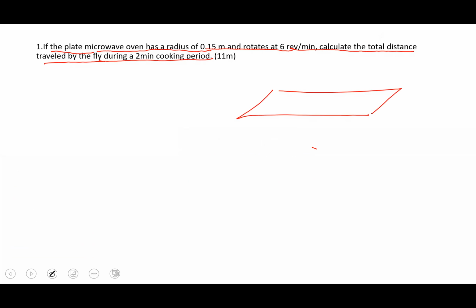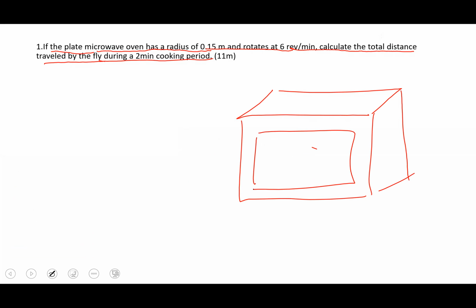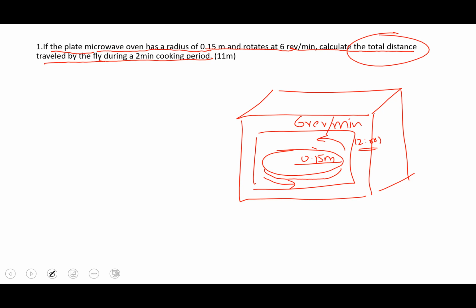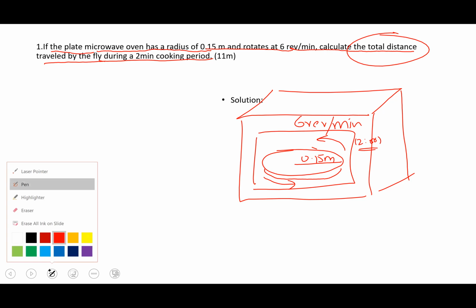Now here we have the microwave. Inside the microwave is a plate, and that plate is revolving. Let's say it is revolving this way, and it has a radius of 0.15 meters, and the revolution per minute is 6 revolutions per minute. Now during the time, let's say 2 minutes, how much distance has it covered? So let us calculate the distance for this one.